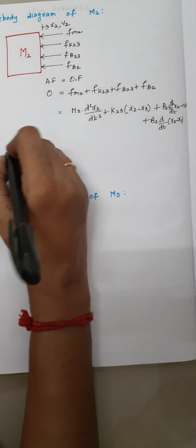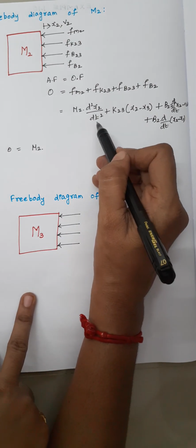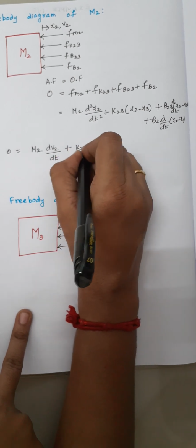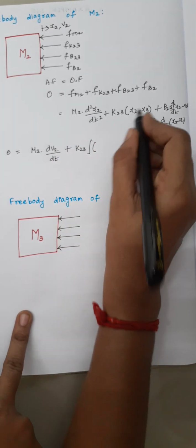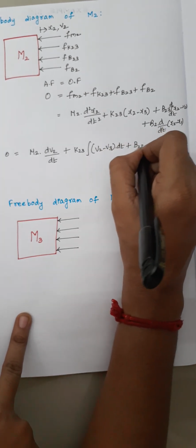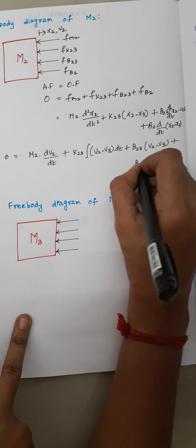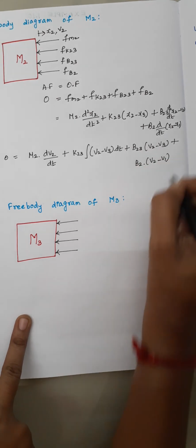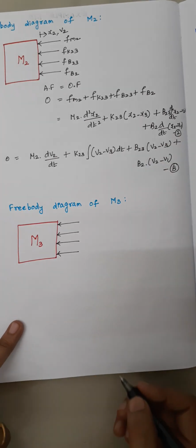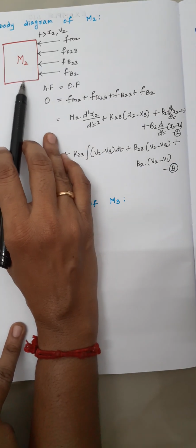So while rewriting we will be having 0 equal to M2 into, again d square x2 by dt square can be written as dv2 by dt, plus again K23 into integral of x2 minus x3 can be written as v2 minus v3 into dt plus B23 into again v2 minus v3 plus finally B2 into v2 minus v1, right? Name this expression as B and this equation as 2, right? This equation number 2 is the differential equation governing the mass M2, right?